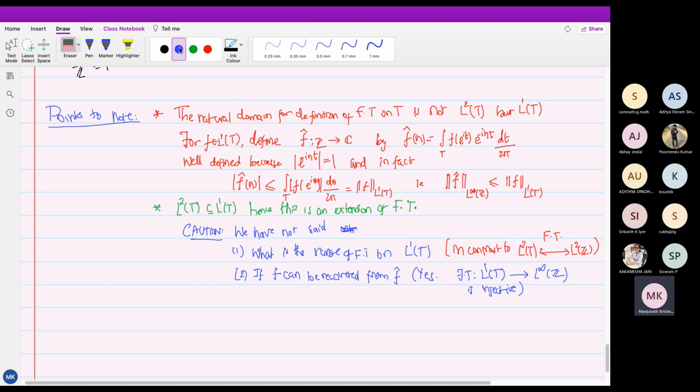So the first question, by the way, will have no good answer. We don't know exactly. To my understanding, we cannot specify what functions are Fourier transforms of L1 of T. It's complicated. So another third point is, yes, it can be recovered, but Fourier inversion does not hold.